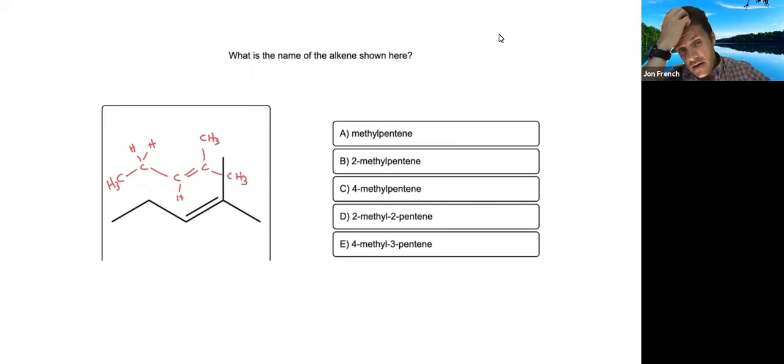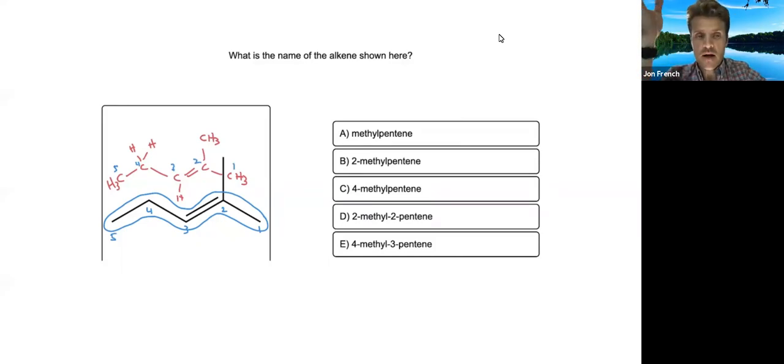So to name this, we want to find the longest continuous carbon chain that contains the double bond now. We could either use the methyl group to the top or the methyl group to the bottom. It doesn't matter, we're going to get the same name in this case. So there's my longest continuous carbon chain. It would have 1, 2, 3, 4, 5 carbons in it. I want to have the branch have the lowest number possible, and most importantly, I want the alkene to have the lowest number possible. So on the second carbon, I have a methyl group.